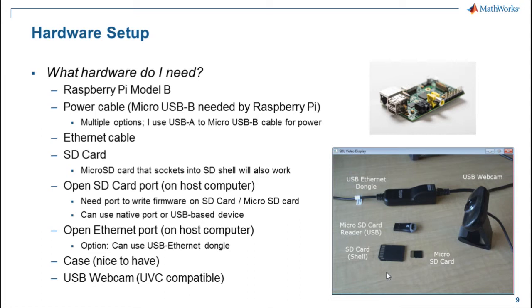We can get a case for our Raspberry Pi, which is really nice to have. And then for our examples, we need a USB webcam. You can see some of the parts in the screen capture there. The USB Ethernet dongle, my micro SD card reader, which has a USB connection, and a micro SD card with an SD card shell.